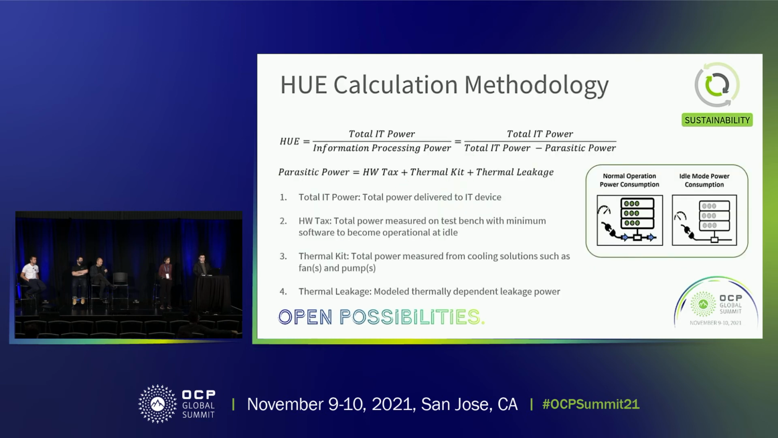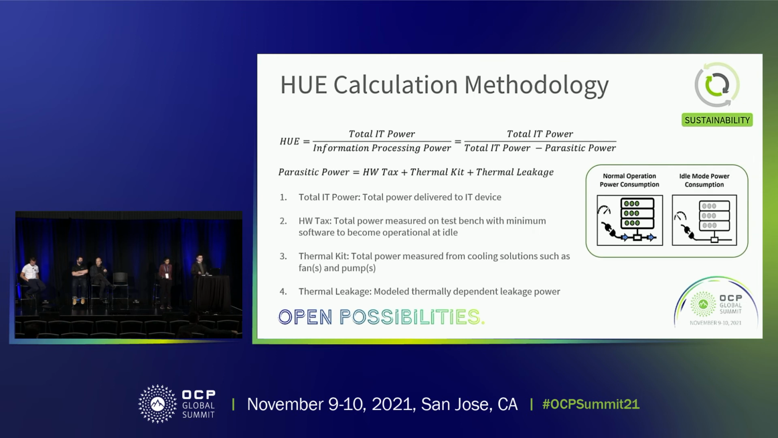So in terms of the HUE calculation methodology, as Jyoti mentioned, HUE, as we're currently defining it, is the total IT power over the information processing power. This can be further expanded into the total IT power divided by the total IT power minus the parasitic power. Parasitic power is something that we believe is, for the most part, not useful power. So things like hardware tax, thermal kit power, and thermal leakage, right?